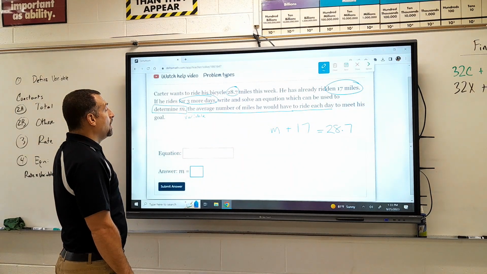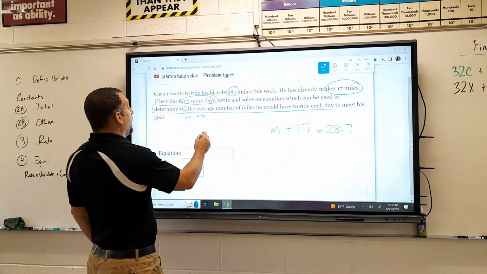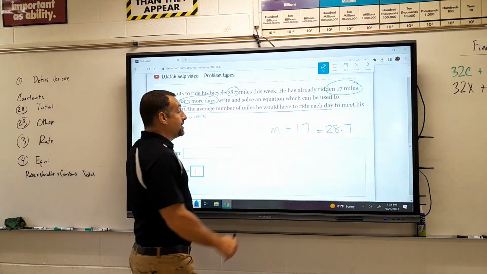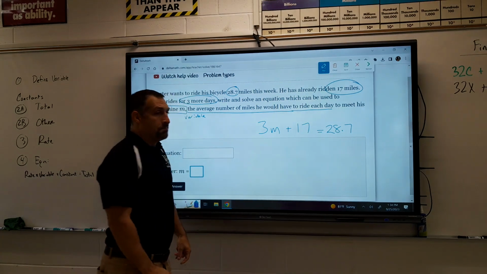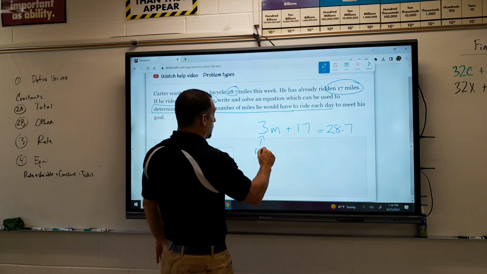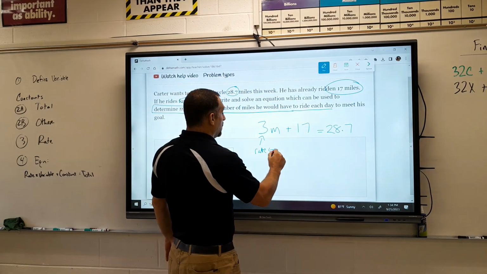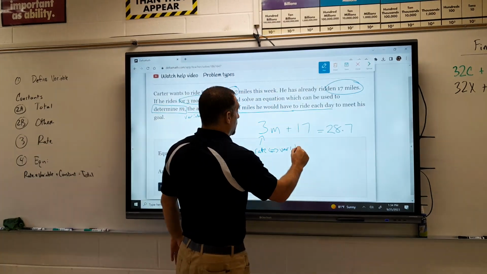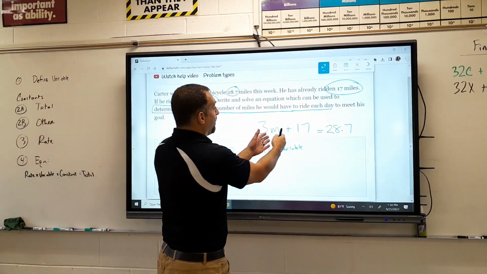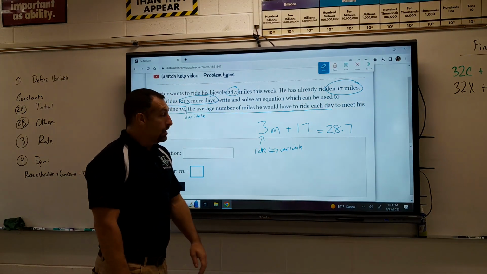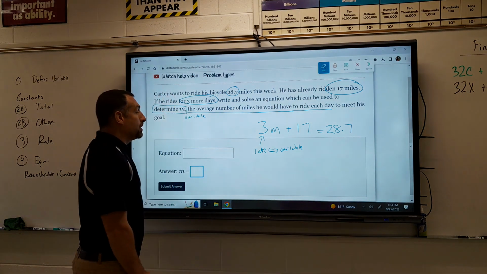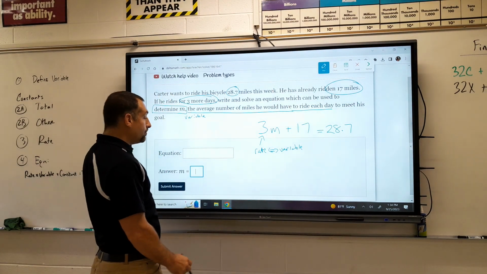So the rate would be how many miles. M represents the average number of miles you ride each day, and we're going to ride for 3 more. So that is the rate, 3 more. And all the time, the rate number should be linked to the variable. So for example, if he travels an average of 4 miles a day, and it's 3 more days, they go together.